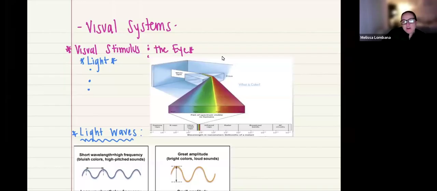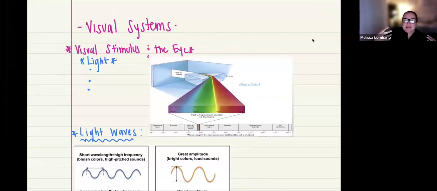All right, we are on our next section, which is our visual system, which we're going to be looking at how our eyes process the world around us. It's one of our senses that we use the most, so it's quite interesting how it all works. All right, so we're going to dive right into the visual stimulus and the eye. So light. How do we see light?